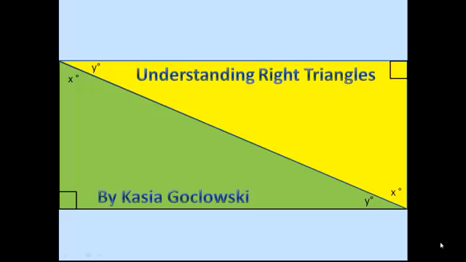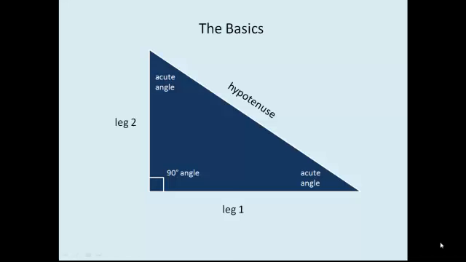Hopefully you remember from our last lesson that all three interior angles of a triangle add to 180 degrees, and that the area of a triangle is 1/2 times its base times its height. So what is it that makes right triangles so special?